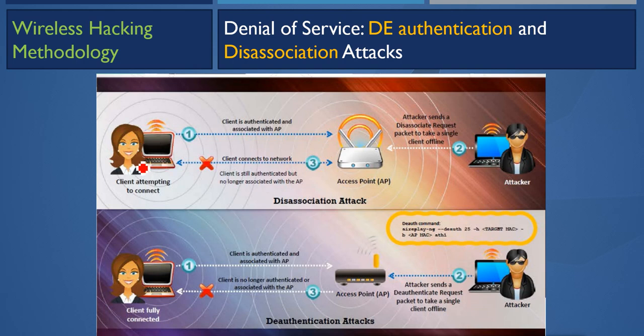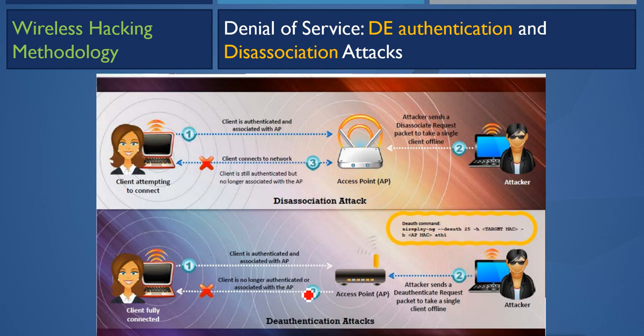It can send a request with a targeted MAC address, or with the client MAC address also. So it will send a request with the BSSID of the AP, and then it can send the client MAC address with it. So the client feels like this AP is telling it to disassociate, and then it disassociates itself from the AP. The client is still authenticated but no longer associated with the AP. So it is still authenticated, but it is not associated, it is not connected.